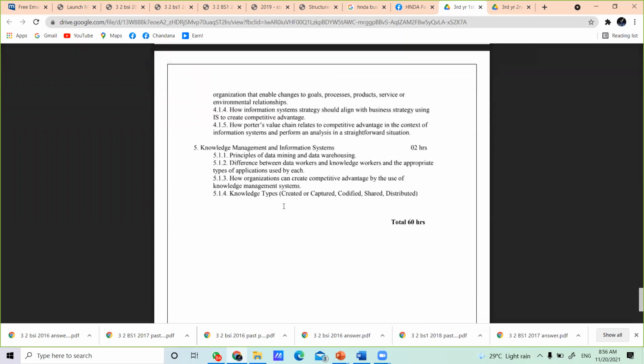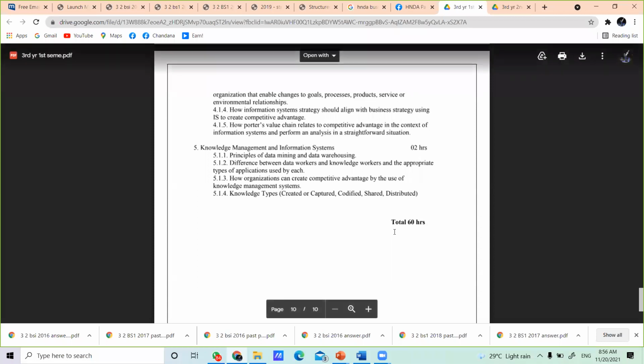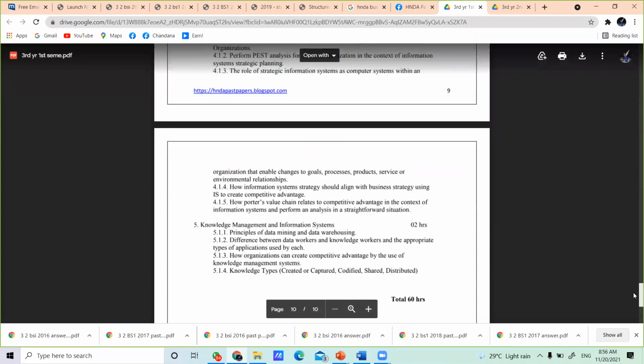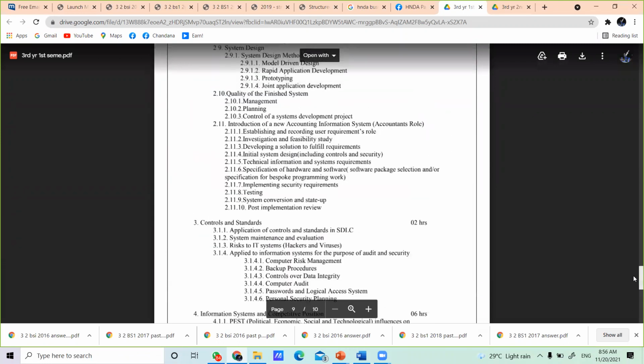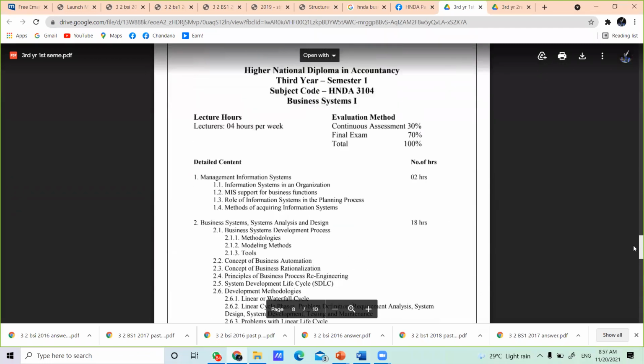Currently there is another concept called artificial intelligence. This concept is mostly used by information systems to develop their business and their information system. We are discussing these things under knowledge management and information. These are the things we want to discuss in this syllabus. Therefore, we'll see some question papers also based on this syllabus.